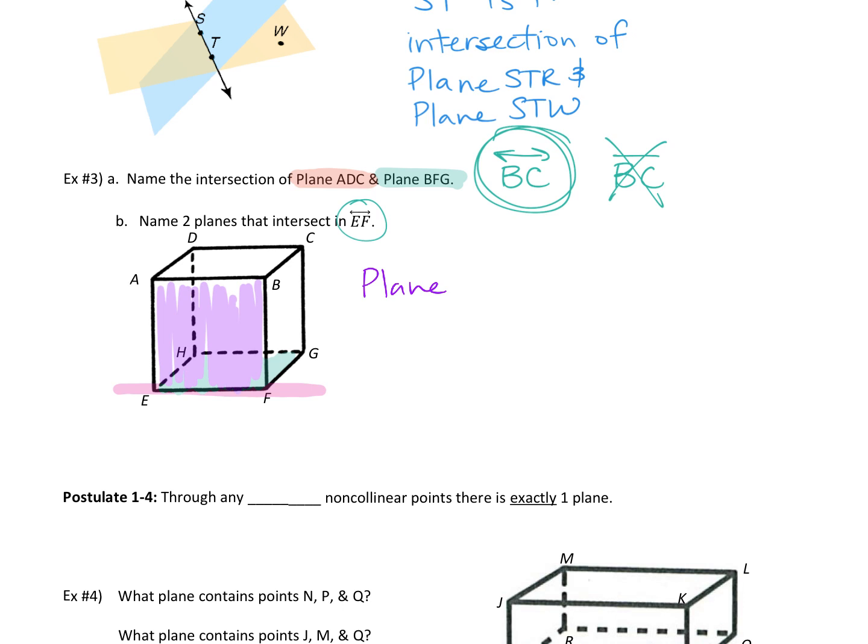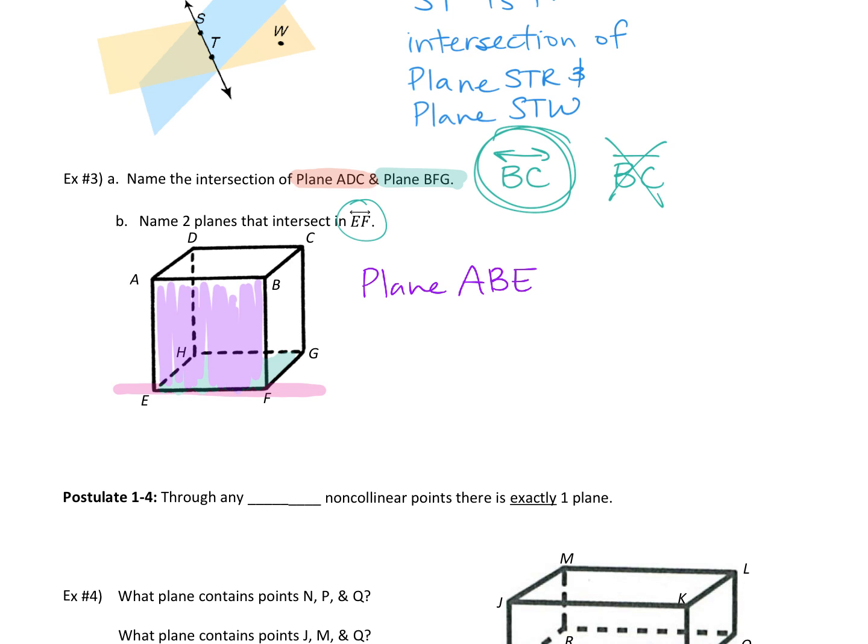ABE or ABF or ABFE. Okay, now here's the thing. When you name a plane, you do want to go in clockwise or counterclockwise order. We don't ever say A, B, E, F. We follow the flow of the letters. So A, B, F, E or A, B, F or A, B, E. You have a lot of options, but try not to jump around in your letters. If it's a figure like a square, try to go in a circular motion, one way or the other.